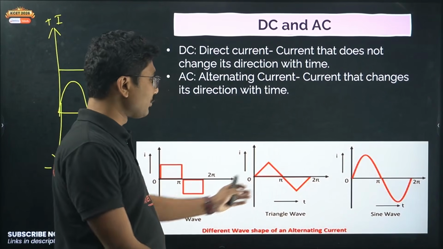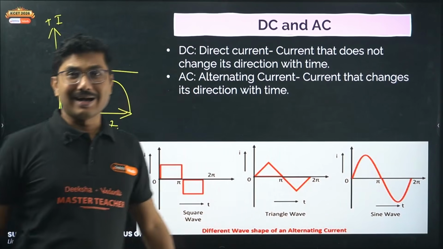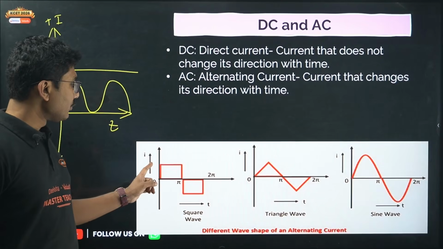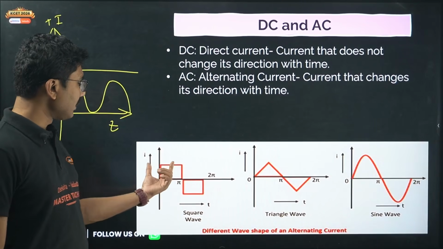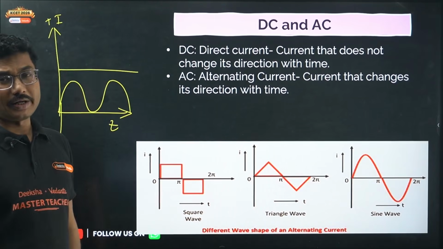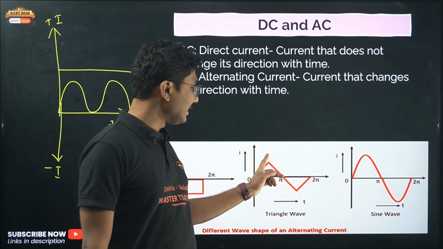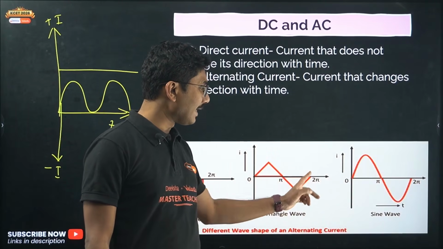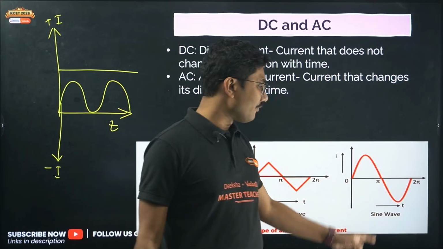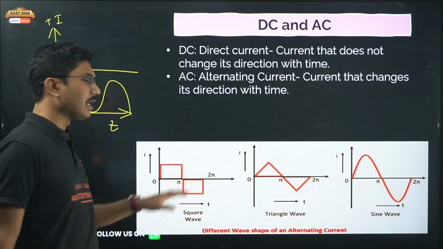For example, we have shown 3 different diagrams for AC. Each of them is an AC wave. Here is a rectangular wave or square wave. You can see the current is positive in the first half, and suddenly it becomes negative in the second half. This type of current is an AC. Here it is called a triangle wave. In the triangular wave also, it is increasing, then decreasing, going to negative, and then coming back. So these two are also AC, as well as our very common sine wave. Not only the sine wave, these 3 are also AC.